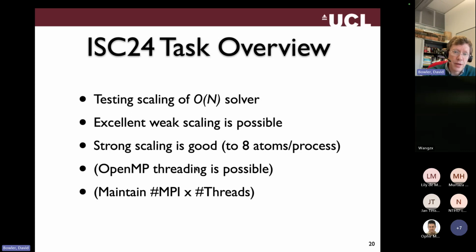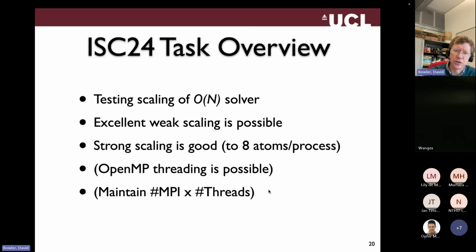You can try OpenMP threading. You're welcome to experiment with that. What I would suggest is maintaining the number of MPI processes multiplied by the number of threads. So if you have 10 MPI processes and one thread, you can try changing that to 5 MPI processes and 2 threads, or 2 MPI processes and 5 threads, etc.